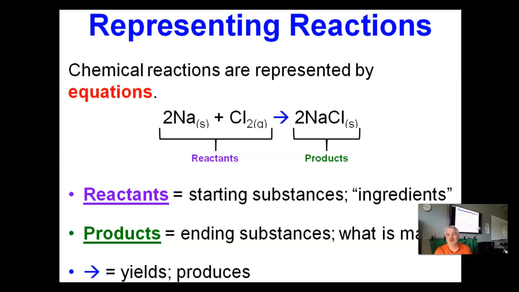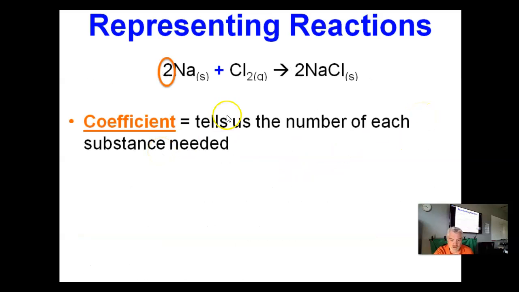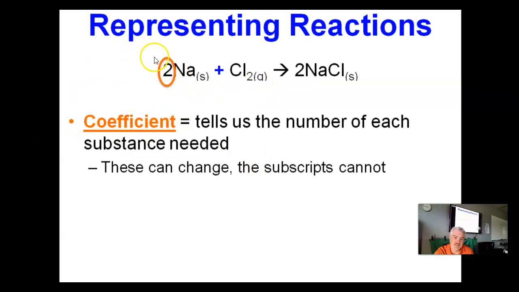So 2 sodium plus a chlorine molecule yields 2 sodium chloride. That's how we do that. Now, it's important to know when you're balancing chemical equations that the number in front of the element or the compound is called a coefficient, just like in math. And this tells us how many of each substance we need, okay? If you see a subscript, that number cannot change. Remember, the subscripts cannot change.